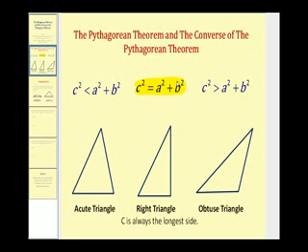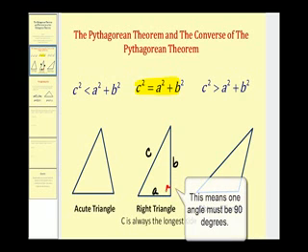Let's start by reviewing the Pythagorean Theorem that states that c squared is equal to a squared plus b squared, where c would be the hypotenuse or the longest side, as we see here, and a and b would be the length of the two legs. So if we know the length of these three sides, and c squared is equal to a squared plus b squared, we would have a right triangle.